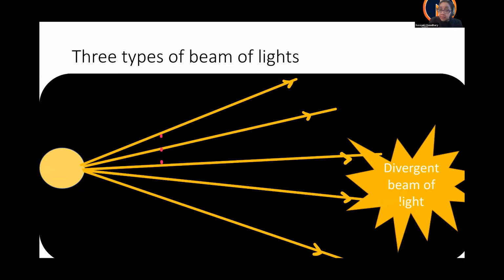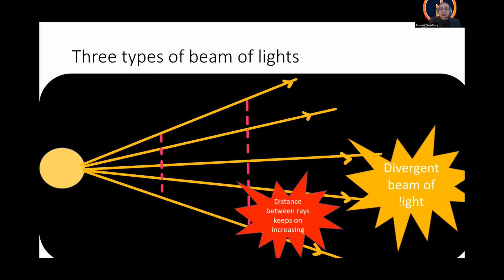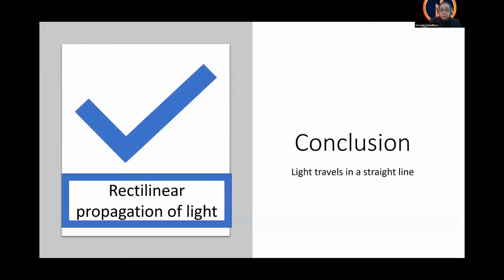That means that the distance between the rays keeps on increasing. So you have to remember that the distance between the rays keeps on increasing in a divergent beam of light, right? So this is just the opposite of the convergent one. One important characteristic, whether it's convergent, divergent, or a parallel beam of light, is that they travel in a straight line. We call it rectilinear propagation of light.